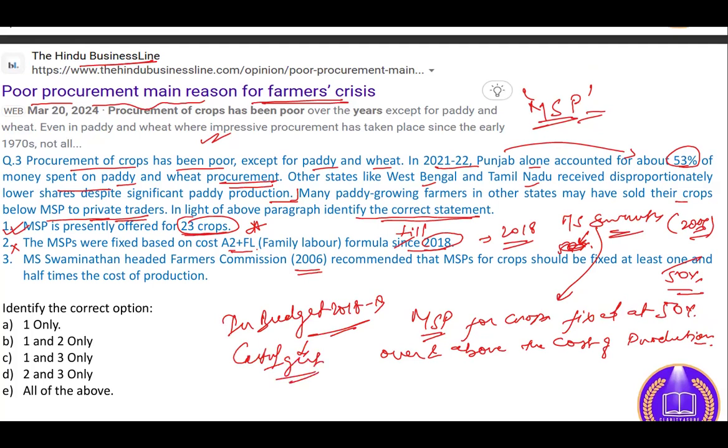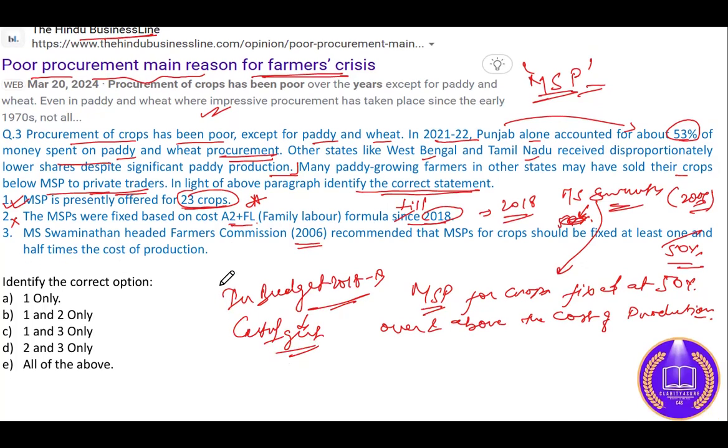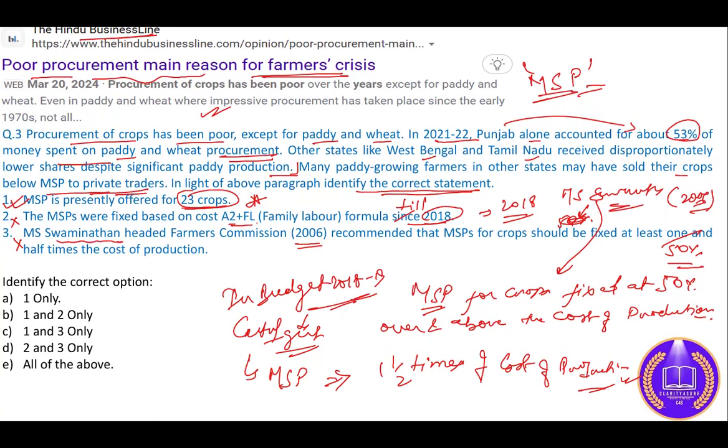government said that MSP of crops should be fixed at 1.5 times the cost of production. And this we are following right now. So statement 3 is also incorrect. In the budget 2018-19 it was declared. However, the MS Swaminathan committee had said 50% in 2006. Okay. So by this, only option 1 is correct.